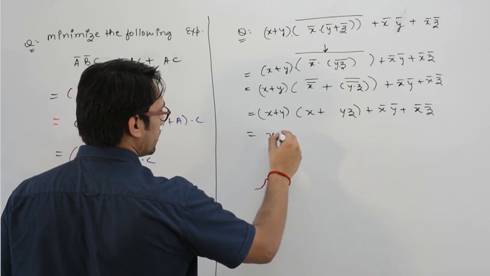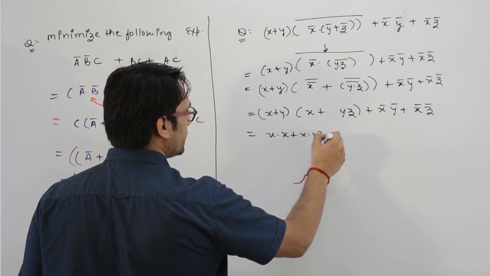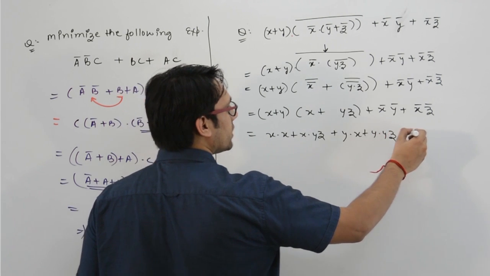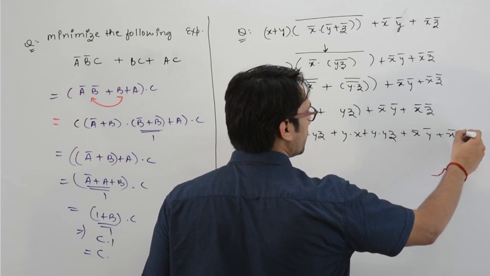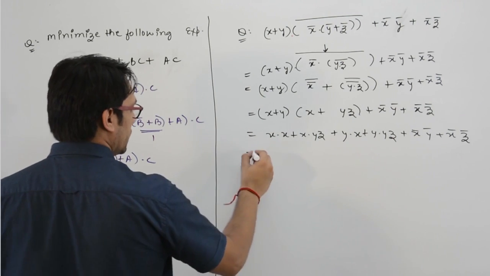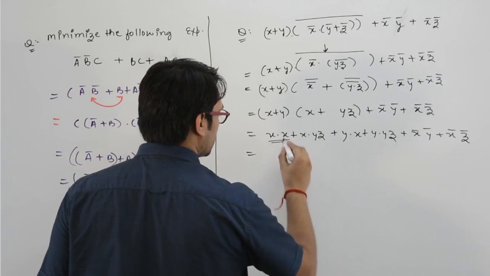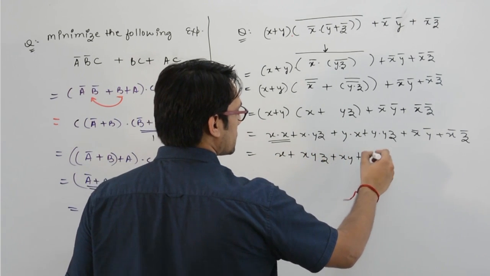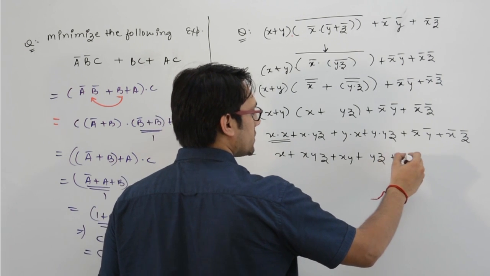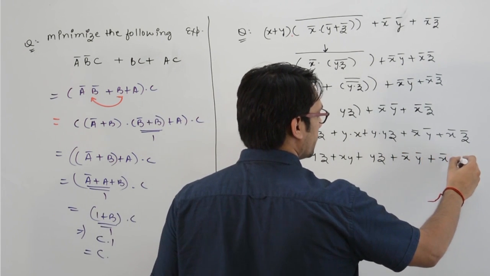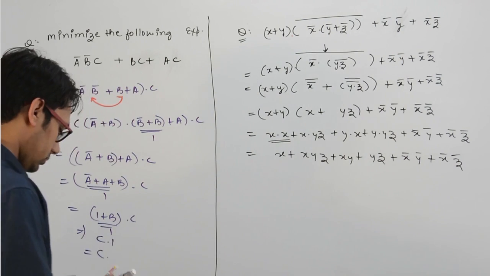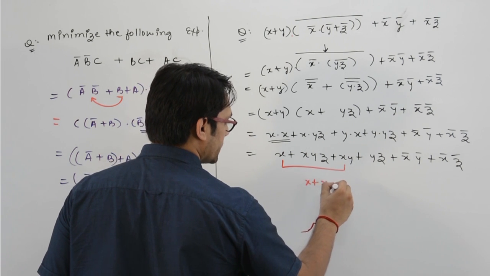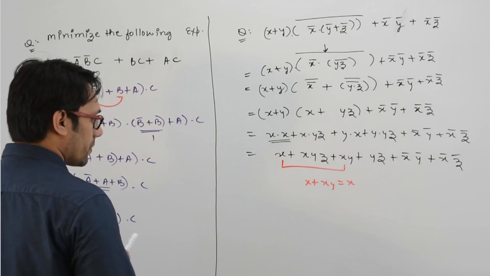So it is x dot x plus x dot yz plus y dot x plus y dot yz plus x complement y complement plus x complement z complement. It can be written as x itself, and so it will be x plus xyz plus xy plus yz plus x complement y complement plus x complement z complement. Now you can take these two. We already know that x plus xy is equal to x itself, which is the absorption law.